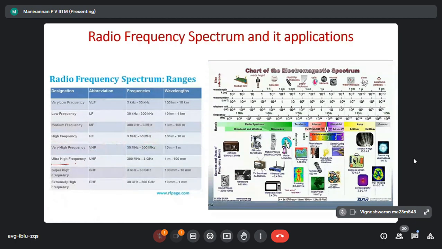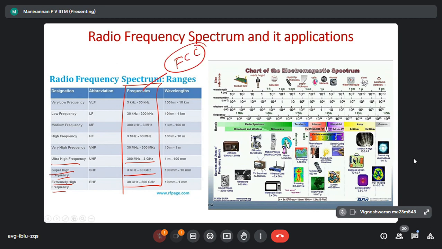The next one is ultra high frequency, which is 300 megahertz to 3 gigahertz. Then SHF, super high frequency, is called 3 gigahertz to 30 gigahertz. And last one is EHF, extremely high frequency, 30 to 300 gigahertz. These are the radio frequencies. Who allotted this? FCC, Federal Communication Commission of USA. This will be accepted by ISO, International Standard Organization, but the rules are set by FCC.